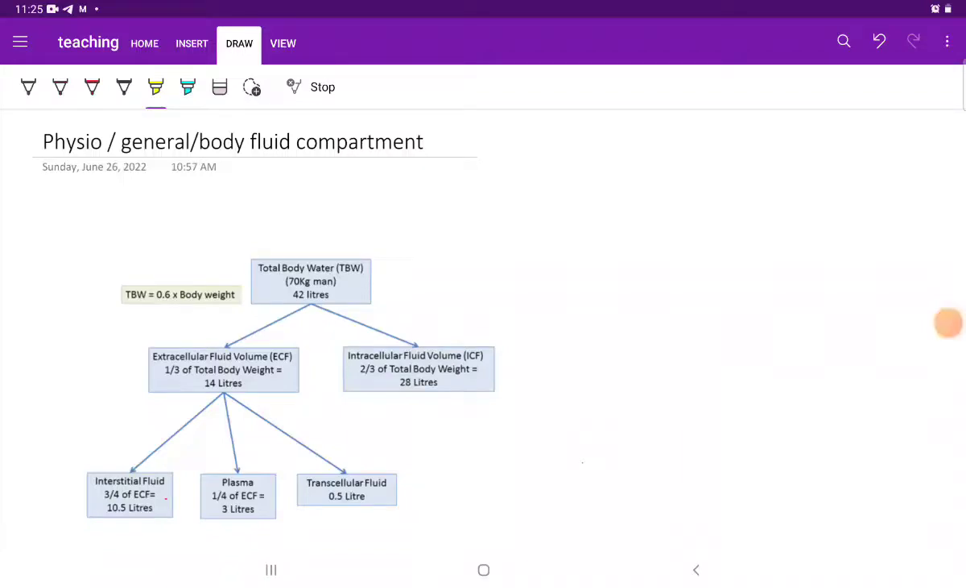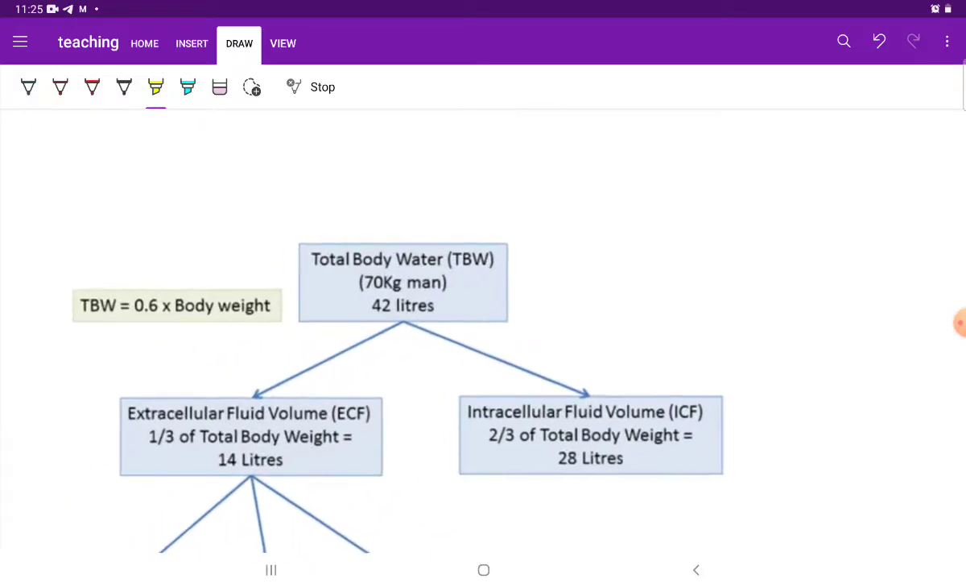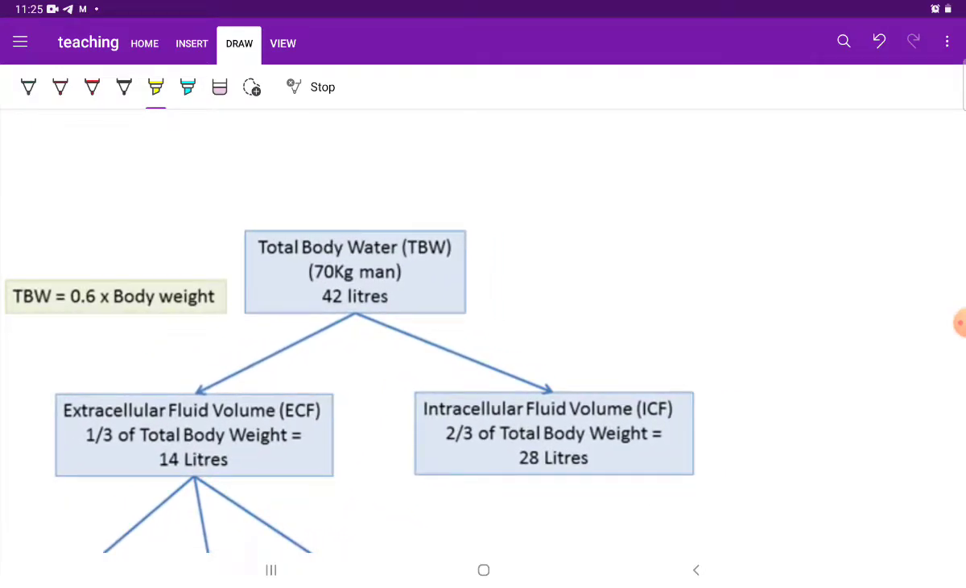Hello everyone. Today we are going to discuss body fluid compartments, general physiology. So total body water is nearly 60% of the body weight.